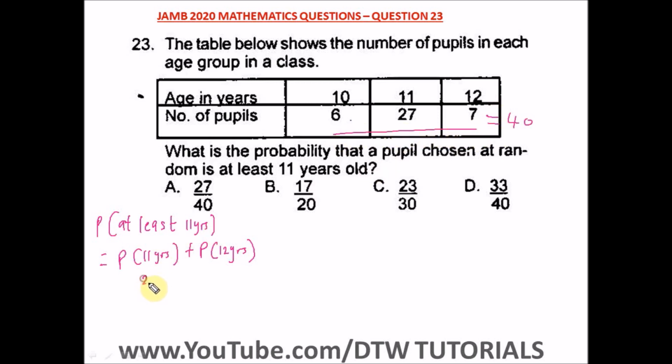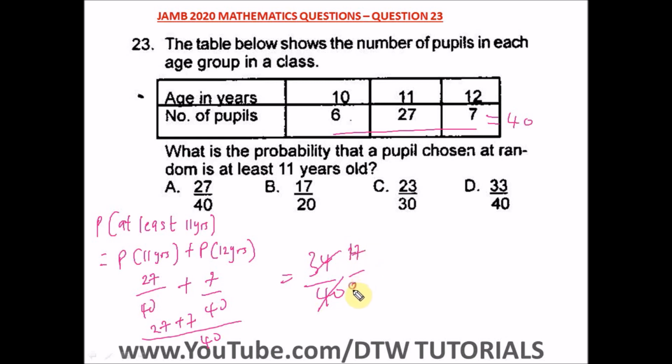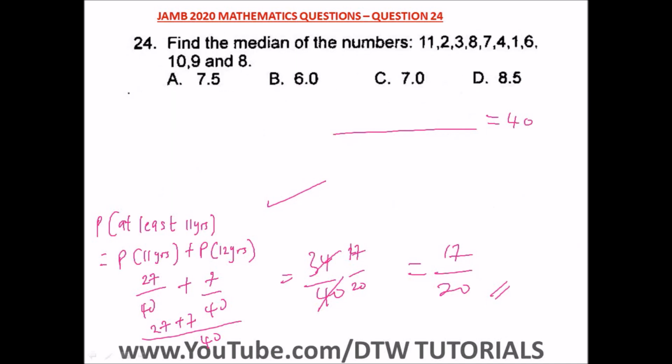So we have 27 over 40 plus the probability of 12 years, which is 7 over 40. Getting the LCM, which is 40, we have 27 plus 7, which is equal to 34 over 40. Now 2 can go into both. If 2 goes here, this becomes 17, and this becomes 20. So I am left with 17 over 20. That is our answer. So this satisfies this question. We'll go to the next question.